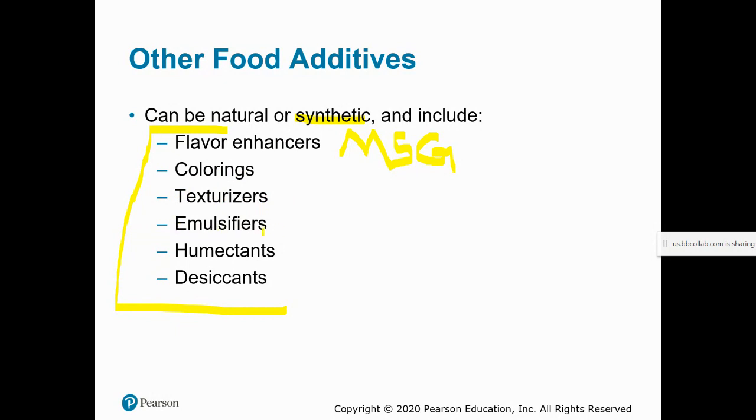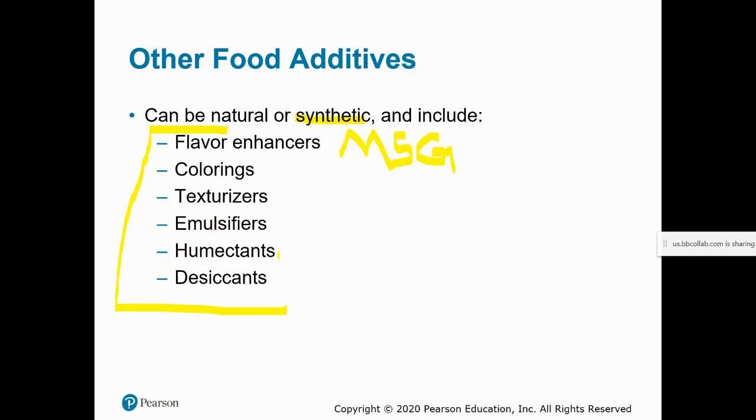Emulsifiers. You might remember a version of this word when we talked about fat digestion. We said that bile emulsifies fat in the small intestine, so makes it available for further digestion. Emulsification is the process of combining oily or lipid-based substances with water-based substances. Sometimes you'll see this in salad dressings, so that the oil and the vinegar can mix and hold together so that the salad dressing doesn't separate. Sometimes you'll see that in peanut butter too, so that the oil doesn't totally separate from the peanut butter.